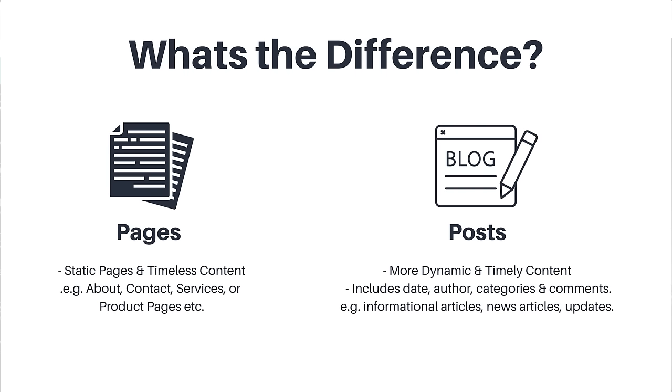So this could be informational articles, such as how to do certain things. For example, how to lose weight, how to make fried rice. It could also be review content, for example, a product review. For example, you might be searching for the latest printer and you might want to learn whether or not that printer is good for you. That's probably going to be a blog post. It could also be news articles or general updates about your business.